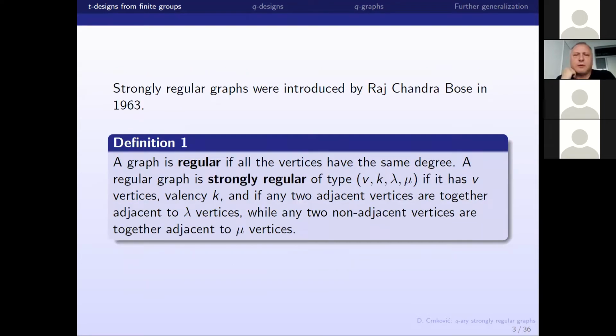And of course, I will be talking about strongly regular graphs, and this is the definition of a strongly regular graph. I don't think that I have to actually repeat this definition. Strongly regular graphs were introduced by Bose in 1963, and we all know what they are. We have v vertices, every vertex is of degree k, and the number of common neighbors of two vertices depends on whether the vertices are adjacent or not. So we have lambda or mu common neighbors.